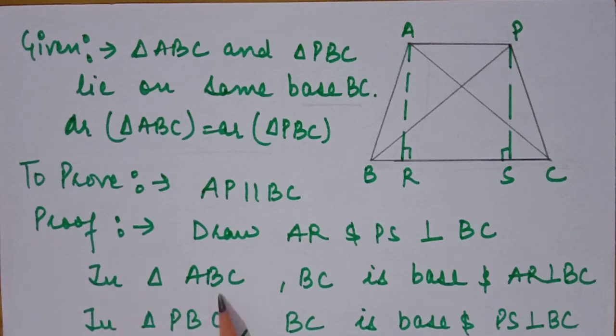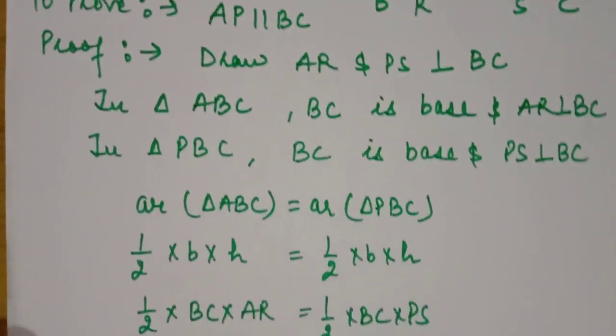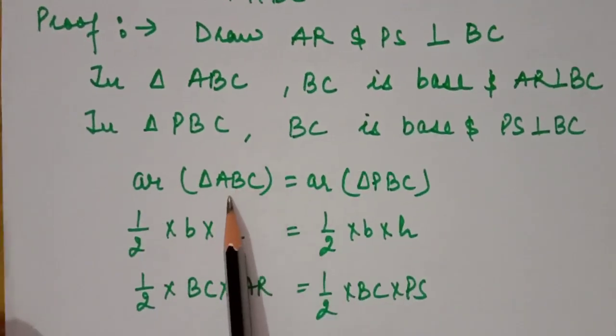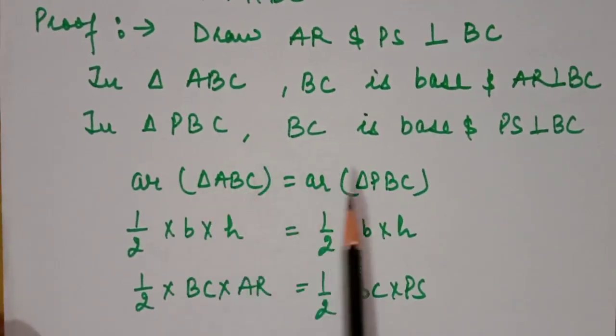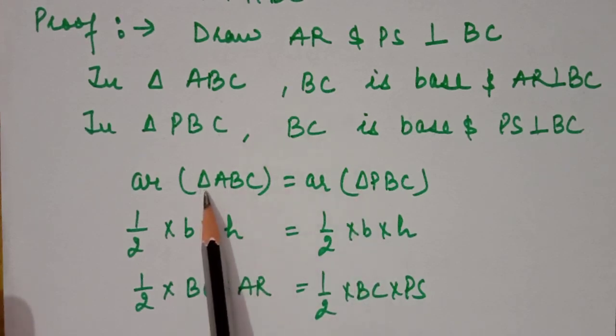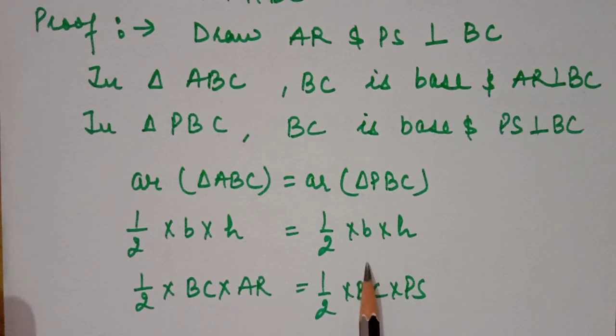So in triangle ABC, BC is base and AR is perpendicular on BC. In triangle PBC, BC is base and PS is perpendicular on BC. So we know that it is given to us that area of triangle ABC is equal to the area of triangle PBC. What is the formula for area of a triangle? Half into base into height. Same here also. Here base is BC, height is AR. Here base is BC, height is PS.